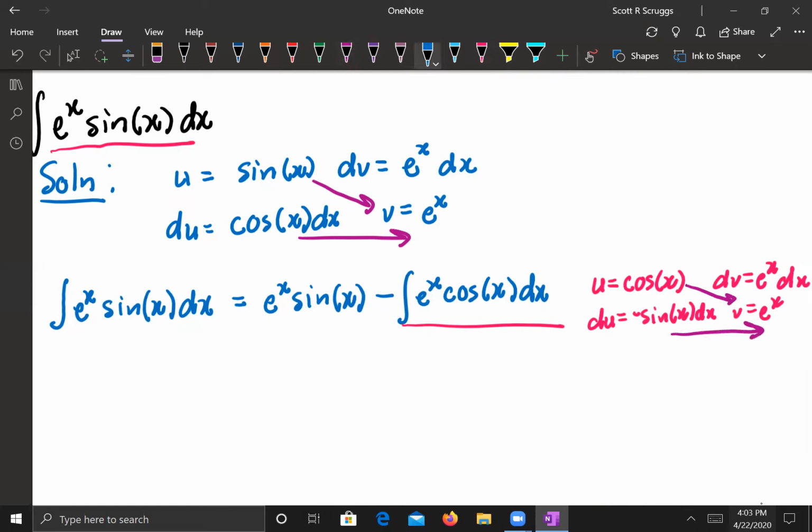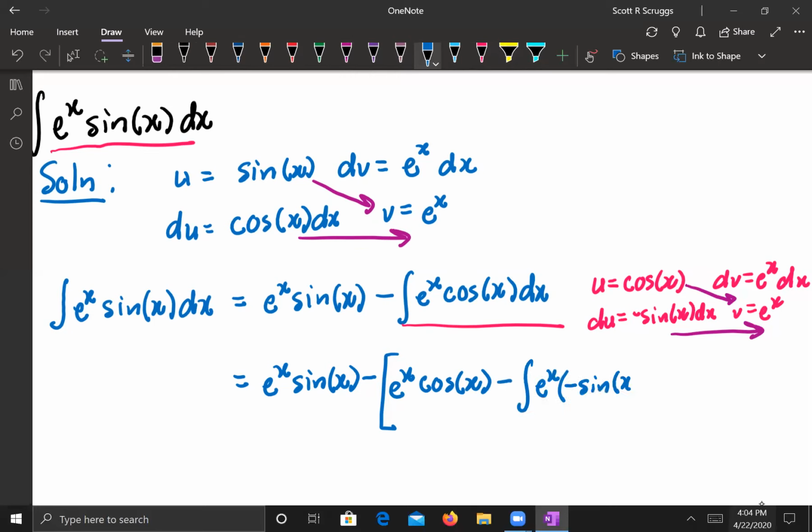So another iteration of integration by parts will give me, marry these two outside the integral, so e to the x times cosine of x, minus marry these two inside of the integral. So e to the x times negative sine of x dx.